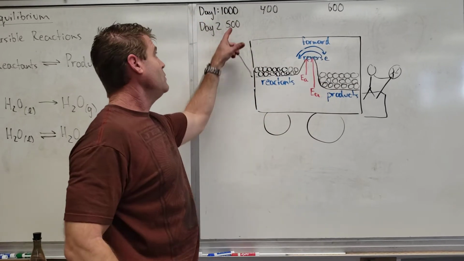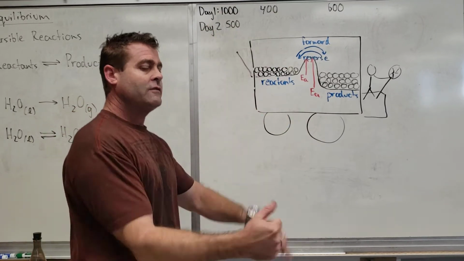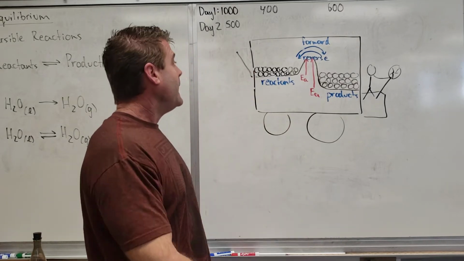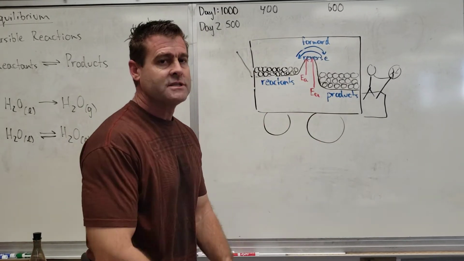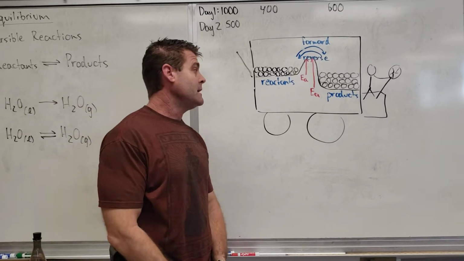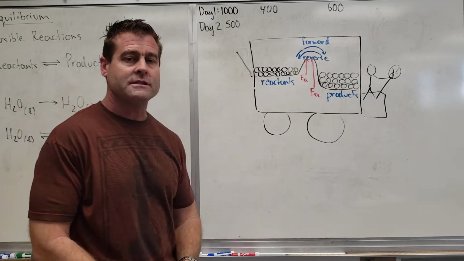But now on day 2, we have 500 golf balls. Remember, day 1 was 1,000. So let's say we're driving around, going all over the golf course. We've got 500 golf balls. We're hearing them banging. And then we reach the distribution center. What would you guys expect the ratio of balls to be?